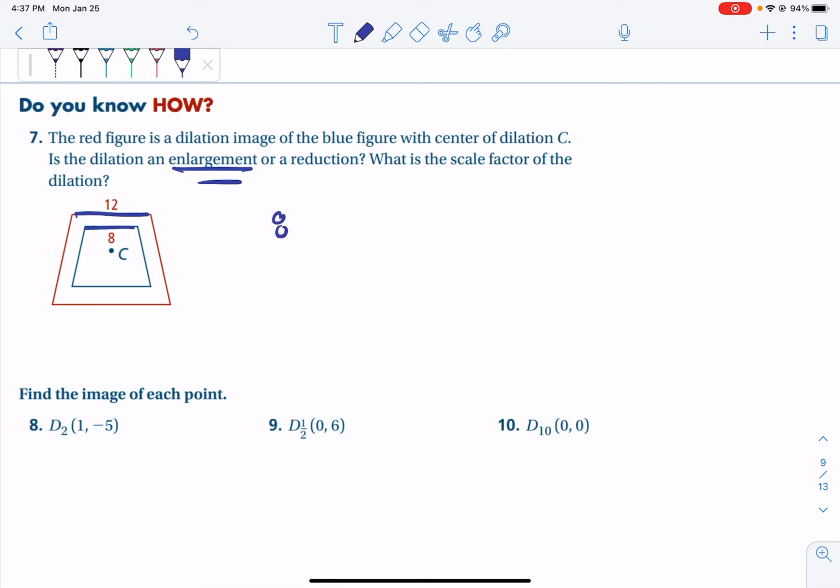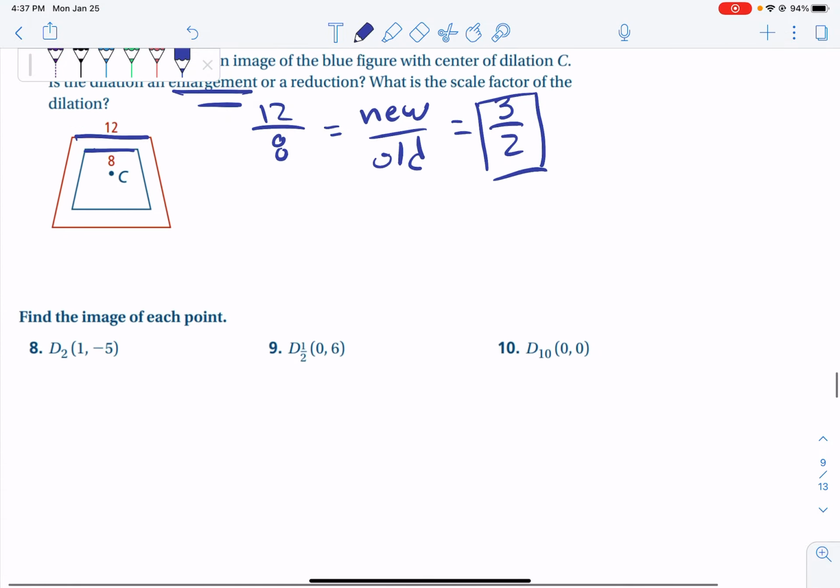Well, the 12 is the new. Remember, I want new over old. So 12 over 8, and when you simplify, 12 over 8 becomes what? 3/2 again. So it's 1.5 times as big. The scale factor is 1.5. The sides are 1.5 times as long. The image itself is going to be bigger than that. Find the image of each point.